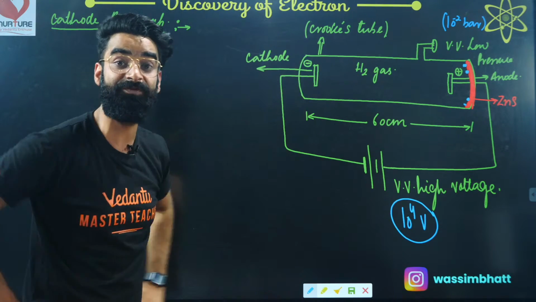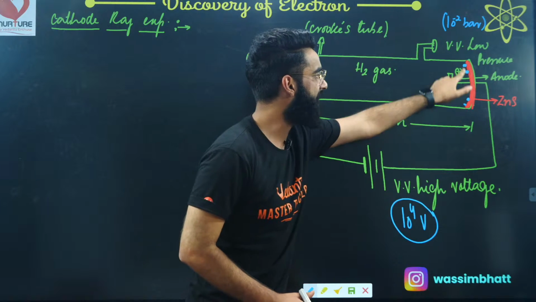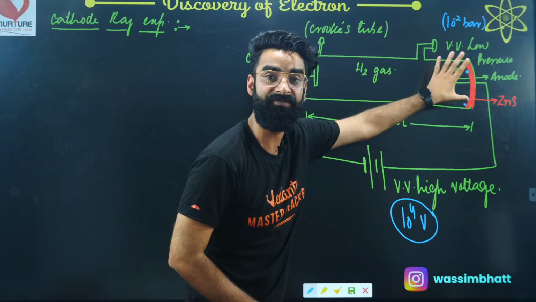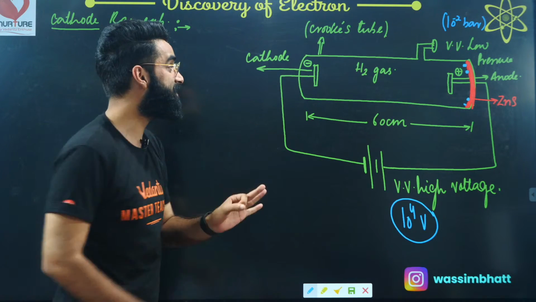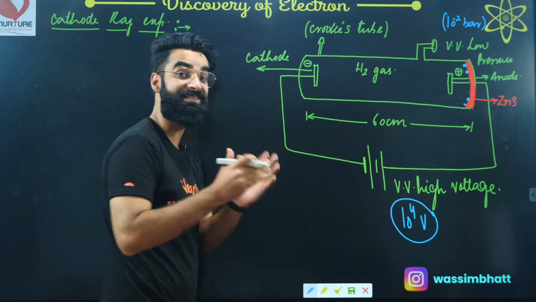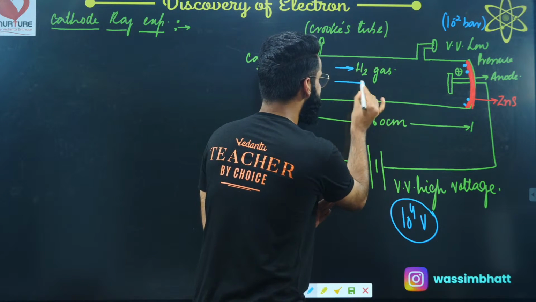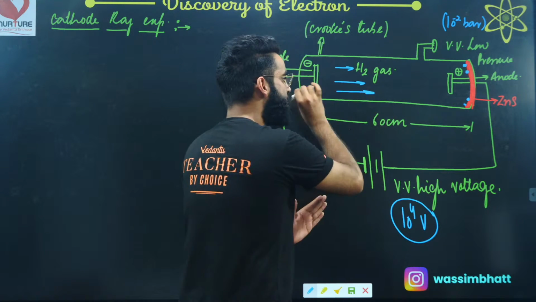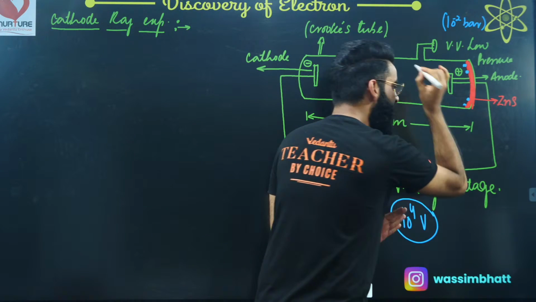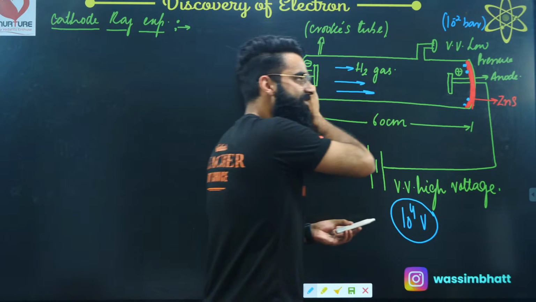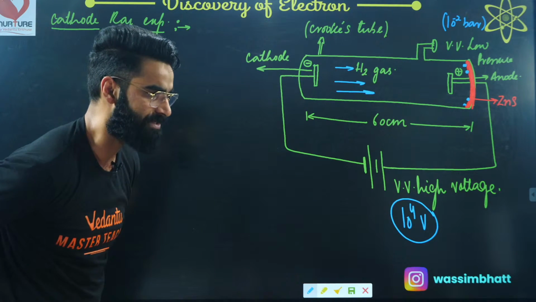What was the observation which he made? He observed one strange thing. He saw some bright spots getting created on this zinc sulfide screen, and he said there are some invisible rays which seem to be coming from the cathode. Those invisible rays are striking this zinc sulfide screen, and where these rays strike the screen, a bright spot was getting created.